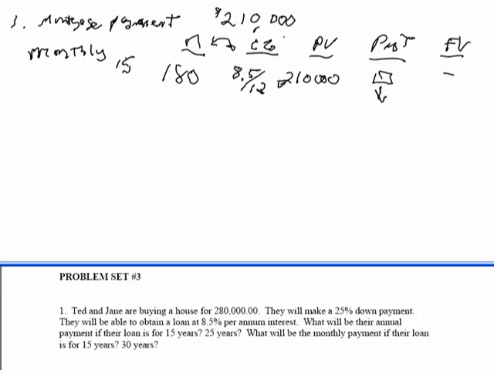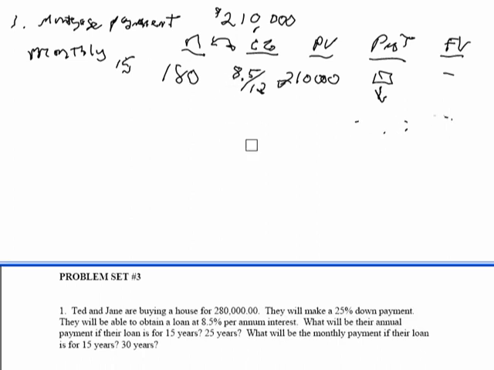Again, I'm assuming that our calculators are set on one payment per year. So it's going to be a monthly interest rate of 0.7083% roughly. The PV is still 210,000. You compute your mortgage payment this time, and our monthly mortgage payment is negative $2,067.95.